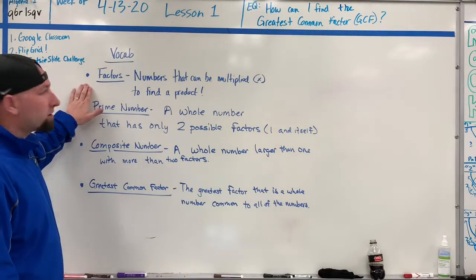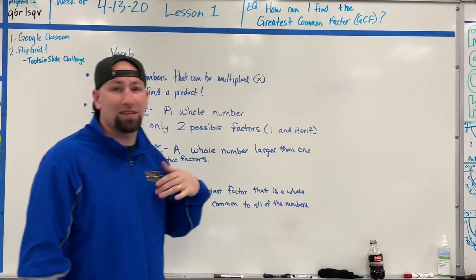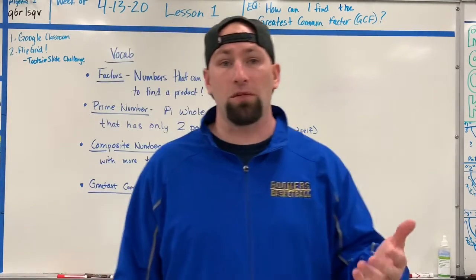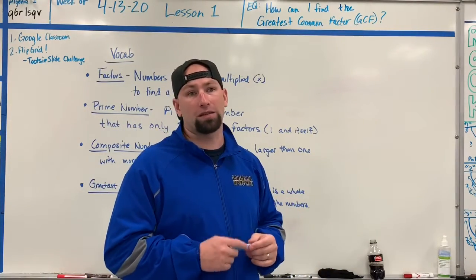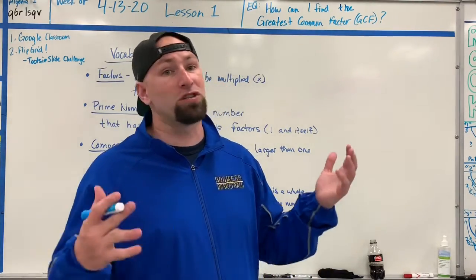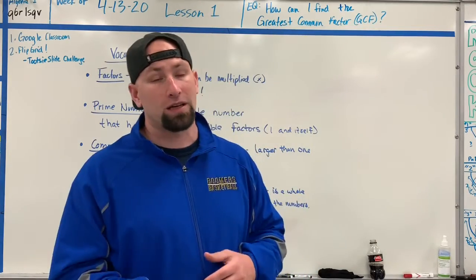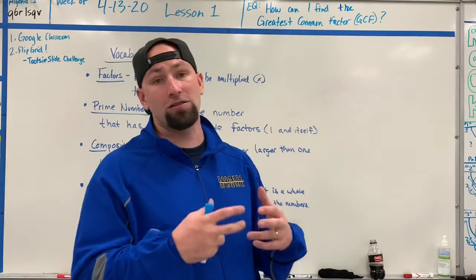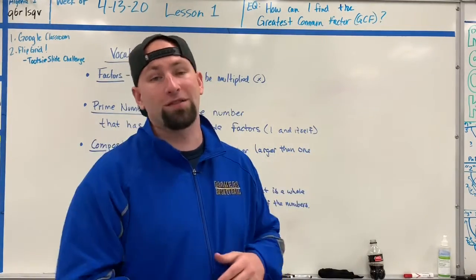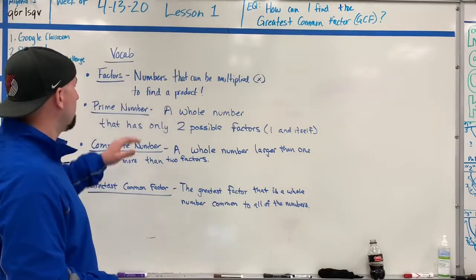Number one, a factor is a number that can be multiplied to find a product. Remember, a product is the answer to a multiplication problem. So it's basically two numbers that multiply to a product. Like 1 and 2, they are factors of the product 2. 3 and 2 are factors of the product 6. 5 and 2 are factors of the product 10. So that's a factor, a number that can be multiplied to find a product.